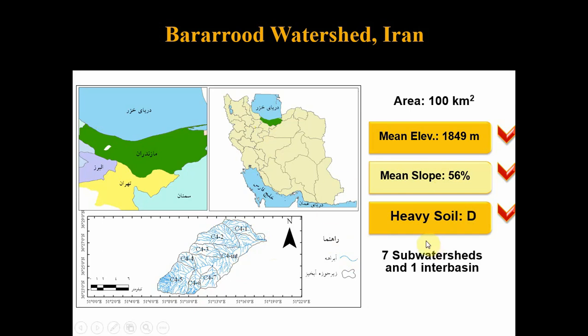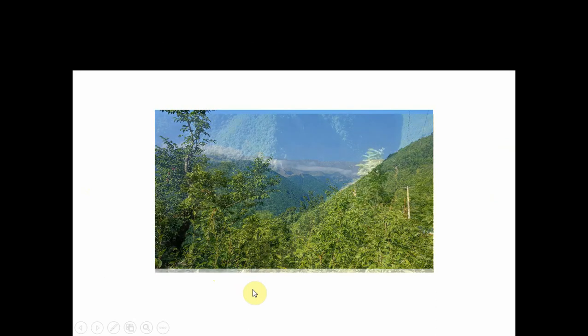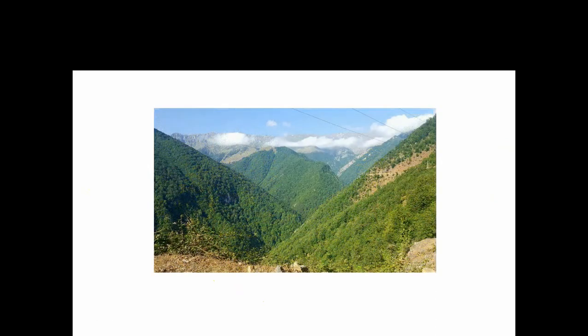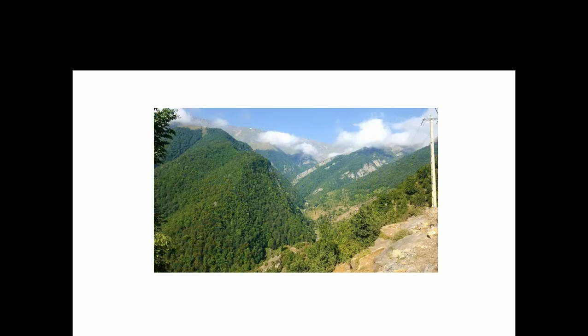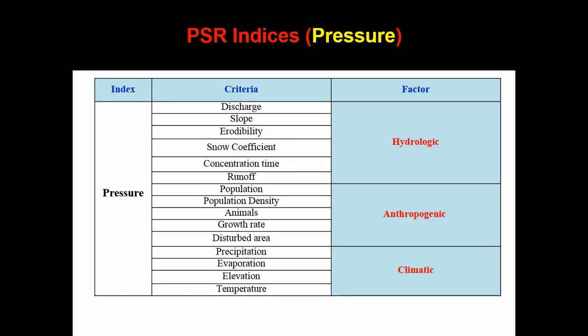It has a very heavy soil, which is characterized by the hydrologic group of soils, and it contains 7 sub-watersheds and 1 interbasin that you can simply see here. And here I have tried to show you some photos from the study watershed and from the place where we have applied these approaches. Here, firstly, I discuss the pressure index of the PSR framework.